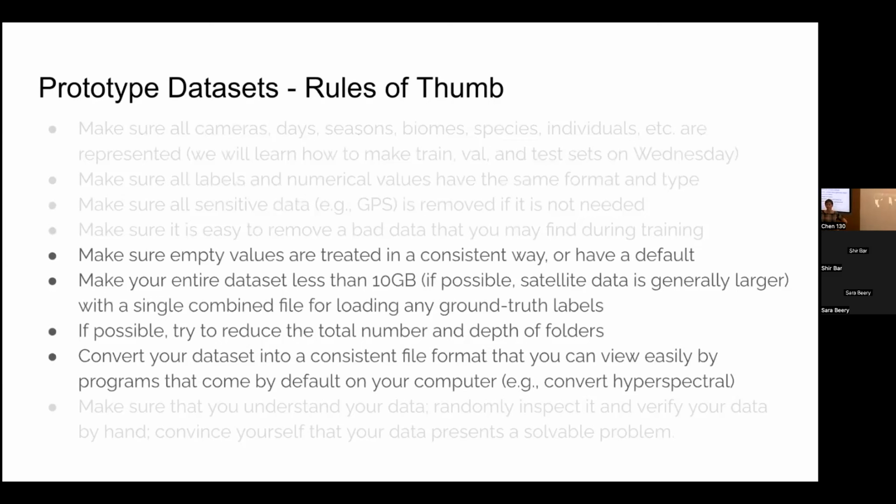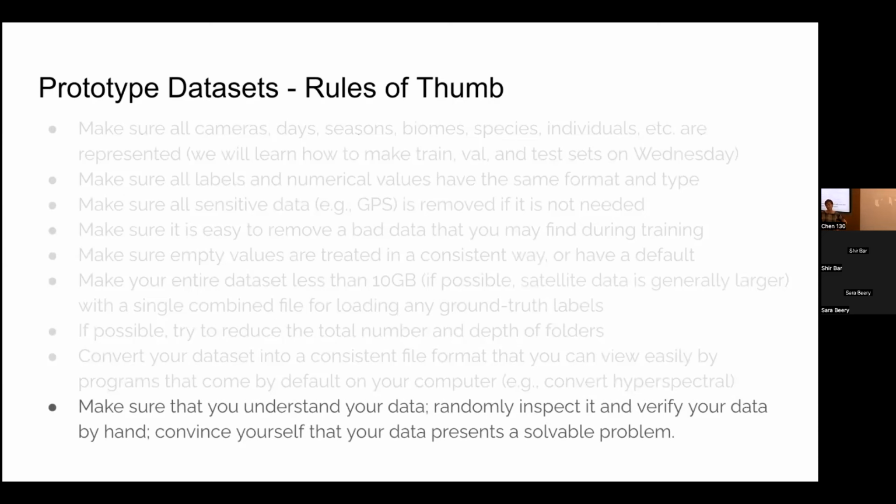You kind of want to keep everything reasonably small. You want to convert everything into consistent file formats. And the last one is you really do want to make sure you understand your data. You want to be able to check your data by hand and convince yourself your data presents a solvable problem.